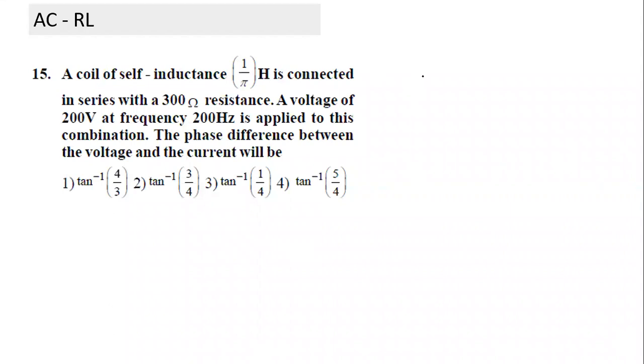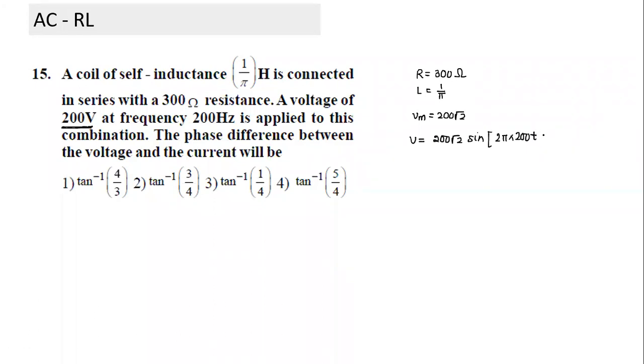R is given as 300, and L is given as 1 by pi Henry. Voltage of 200 volts. Is it the maximum value or the RMS value? RMS value. So I have to write Vm equal to 200 root 2. And frequency is given. Can I write the equation for V? V equals 200 root 2 sine of 2 pi into frequency into t. 2 pi into frequency is 200 t.